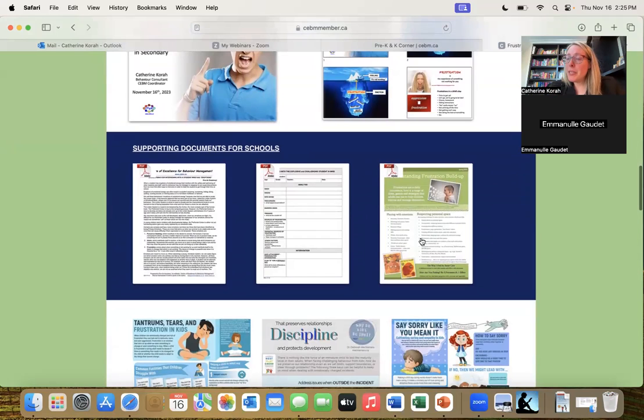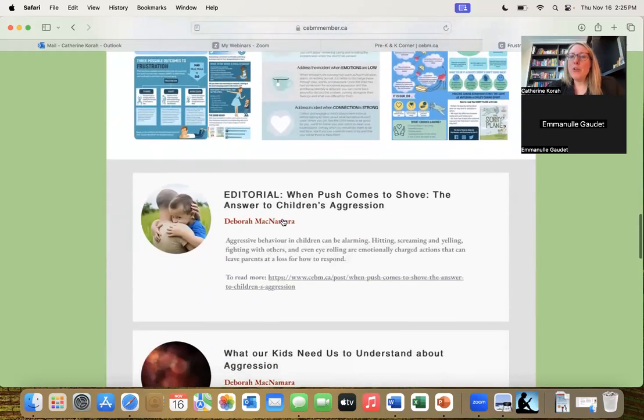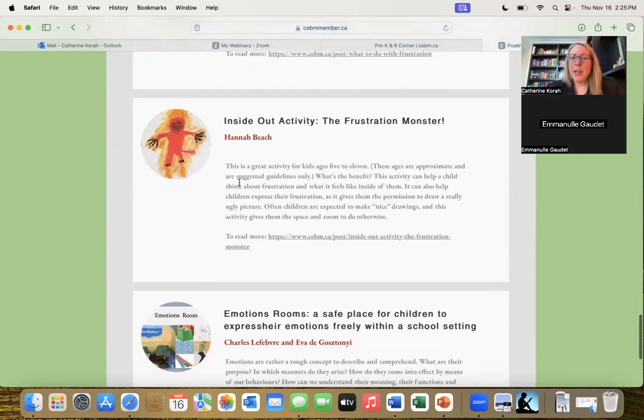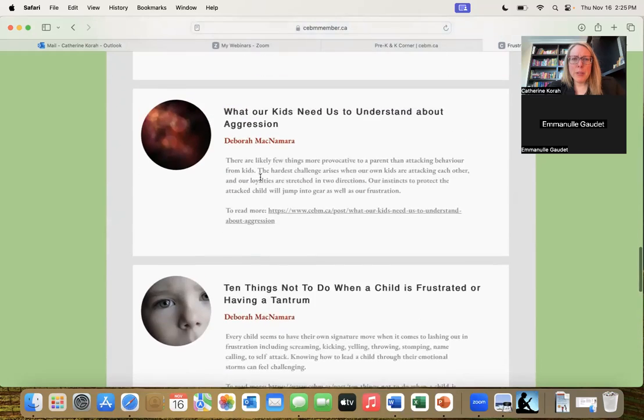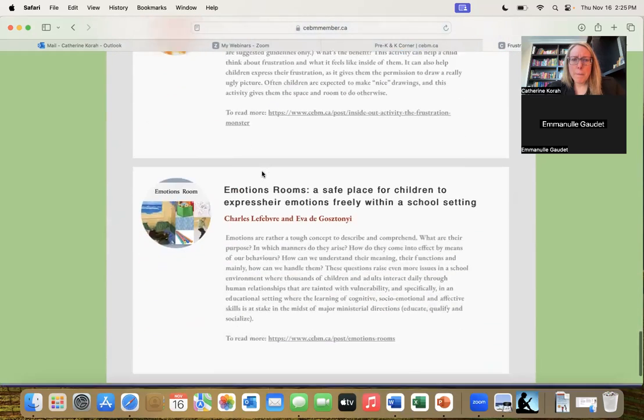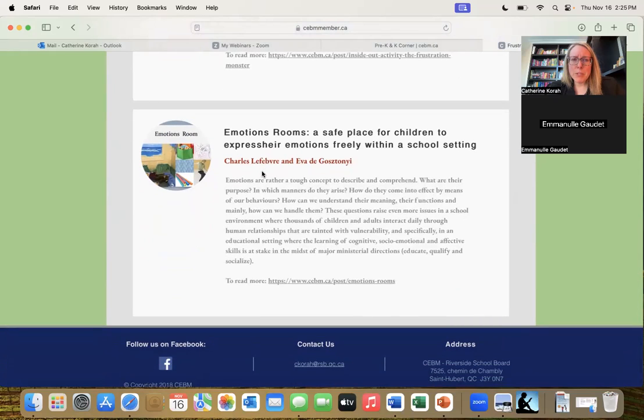Here is the document on the games and activities that you could be doing for frustration and aggression. This is the action plan that I showed in the document. In this document, they go together. And then you've got different editorials that you can share with colleagues or with parents. The Inside Out activity is right here. And did I put the other activity? Let me just see. No, I didn't. I'm sorry about that.